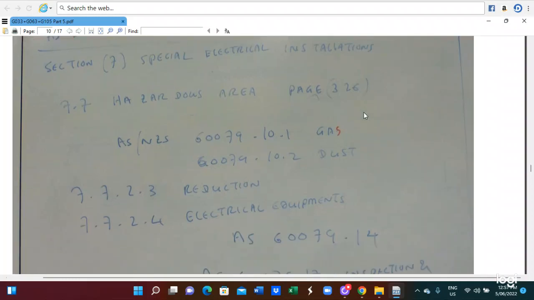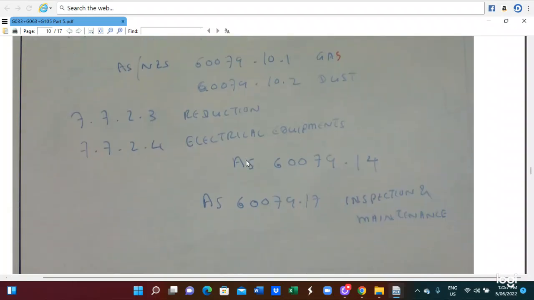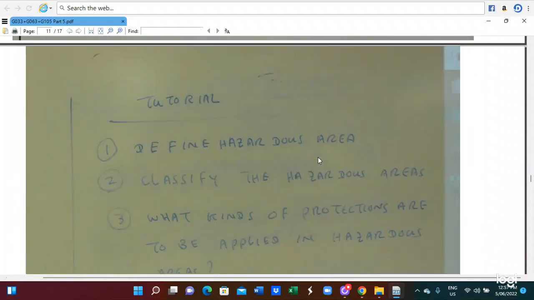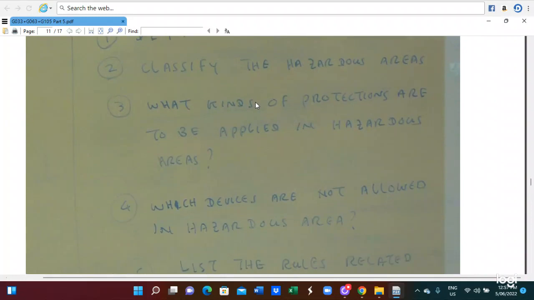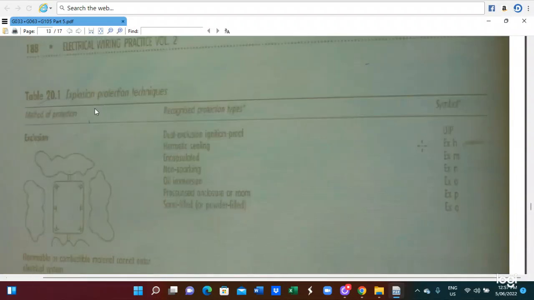In this case, we have to know about the hazard area, the appropriate protection method, and the electrical equipment method. AS 60079 covers special electrical equipment for hazard areas. Then we have to do the tutorial on hazard areas. Here is the explosion protection technique. This is the explosion protection switch.